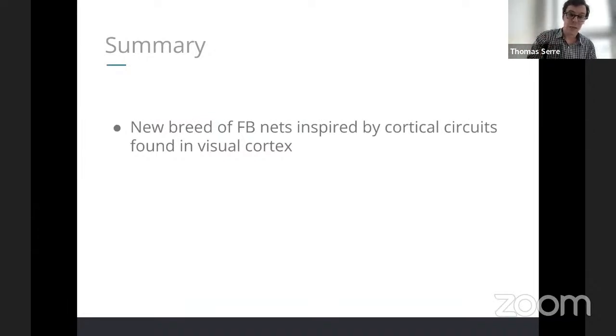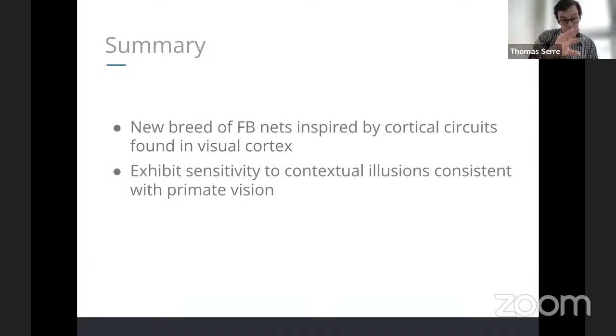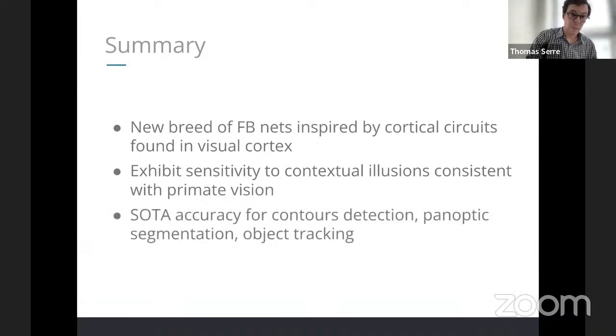What I hope I've introduced is a new breed of feedback networks, which are inspired by cortical circuits found in the visual cortex. I actually skipped this, but I wish I had time to show you that we can get feed-forward neural networks achieving the same level of accuracy as those feedback neural networks, but they need to get much deeper. They require much more training data. And when we do this, they do not exhibit the same sensitivity to contextual illusions as primates and humans in particular do. We've been able to push the state of the art, adding those feedback mechanisms on feed-forward architectures for contour detection, for panoptic segmentation, and for object tracking.